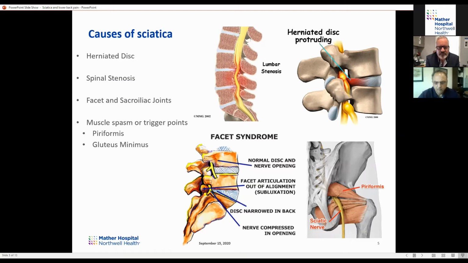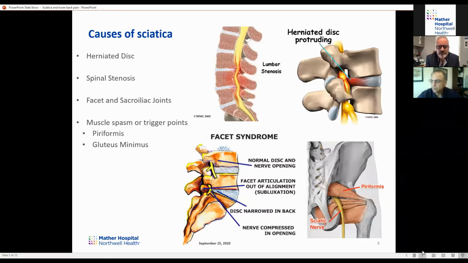But outside of the spine, there are other causes that can cause things similar to sciatica, like Dr. Ben mentioned before. And those are the facet and sacroiliac joints, which are a little bit lower than the lumbar spine, or around the lumbar spine where the nerves are. Or you could have something in the buttock that's causing some type of spasm on the sciatic nerve as it travels down from the pelvis into the leg all the way down to the foot.